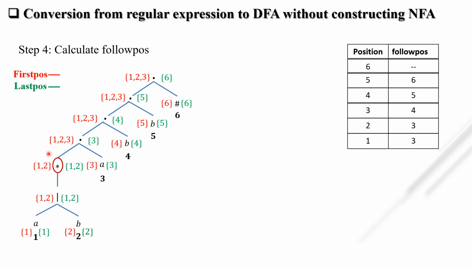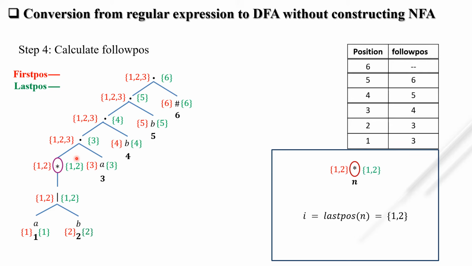Only which one is left? This nullable symbol. For the nullable symbol, the arrow is totally opposite. We have to put this 1 2 at which position? At the position this 1 2. Let's see with the example. Suppose here the first position is 3 and 4. So 3 and 4 will be put at which position? At position 1 and 2. Here it is 1 and 2, that's why we put 1 and 2 at position 1 also, at position 2 also. So here 1 and 2 will be there, here also 1 and 2 will be there.